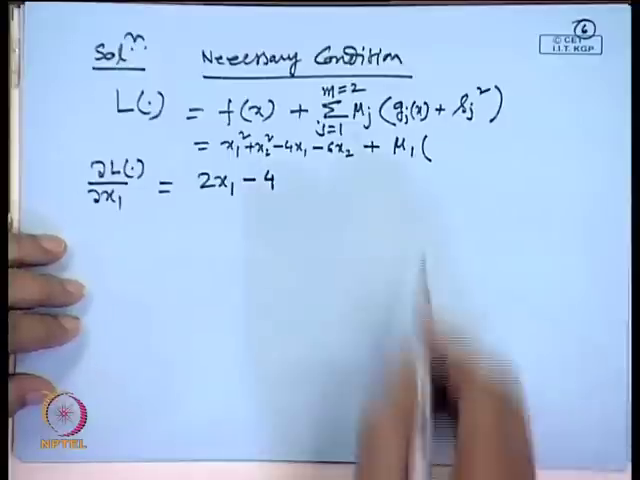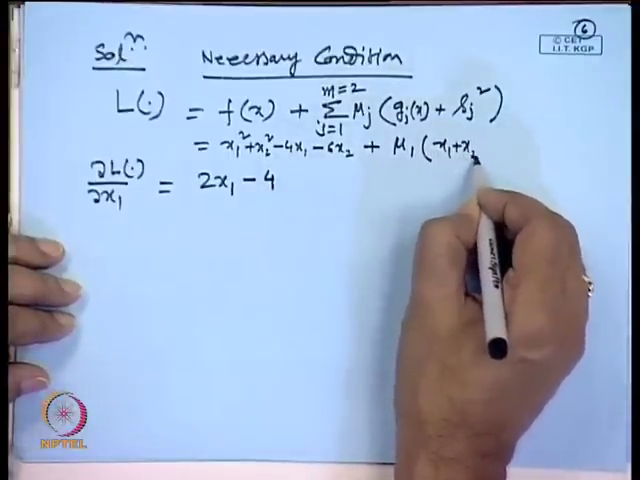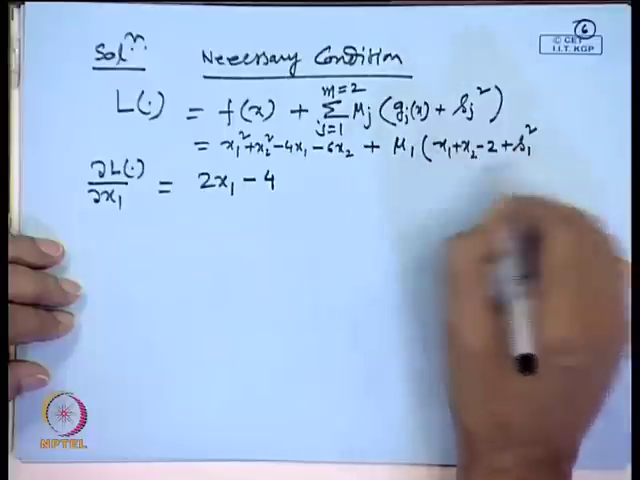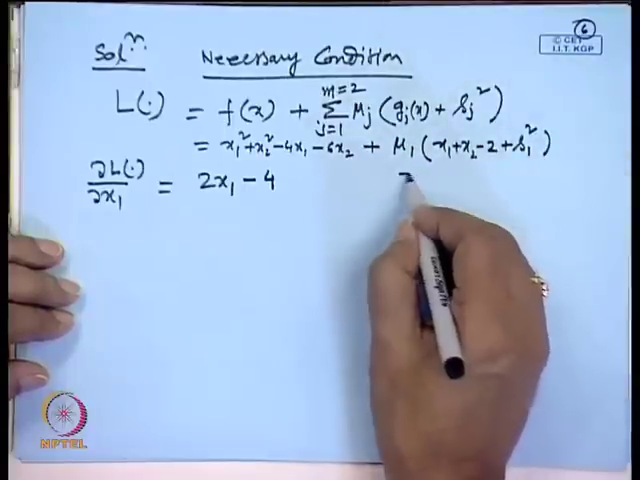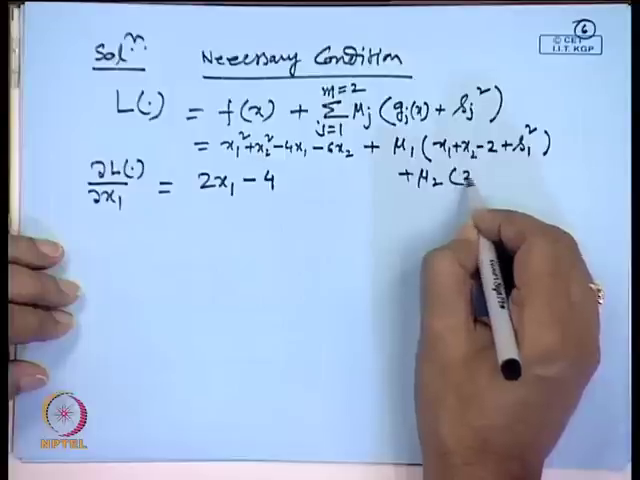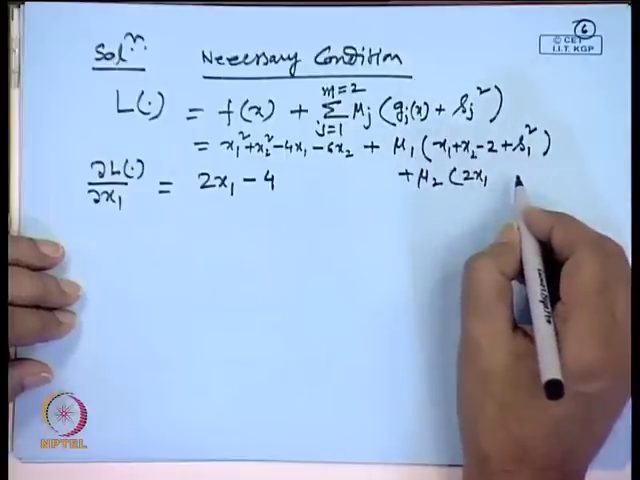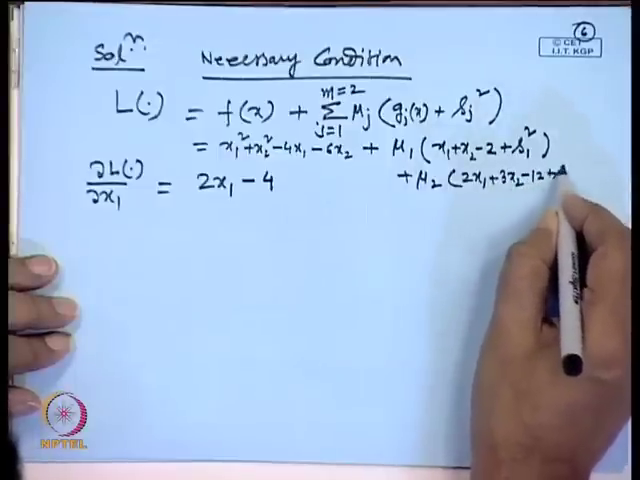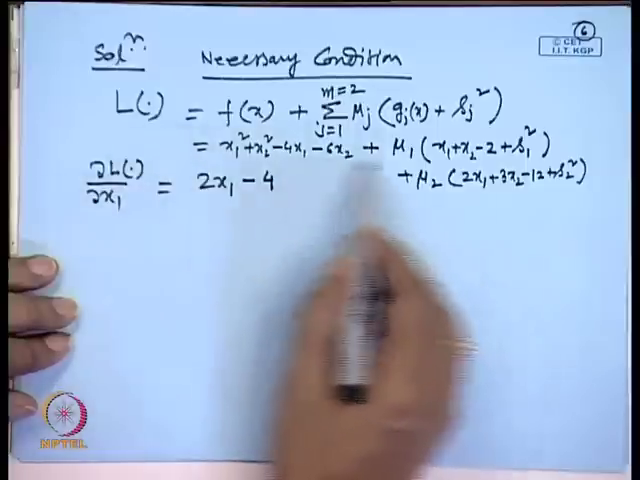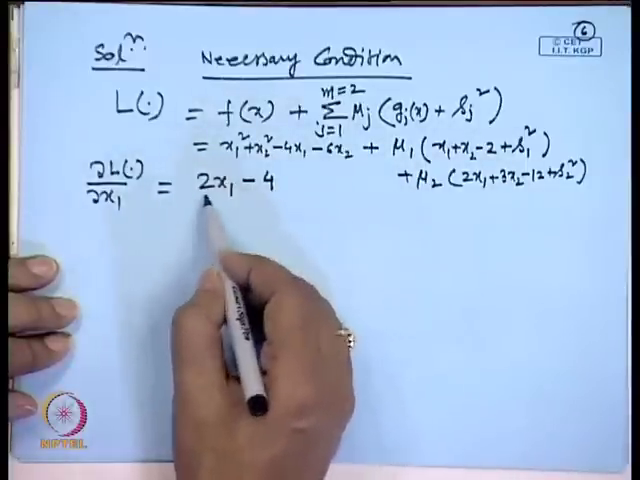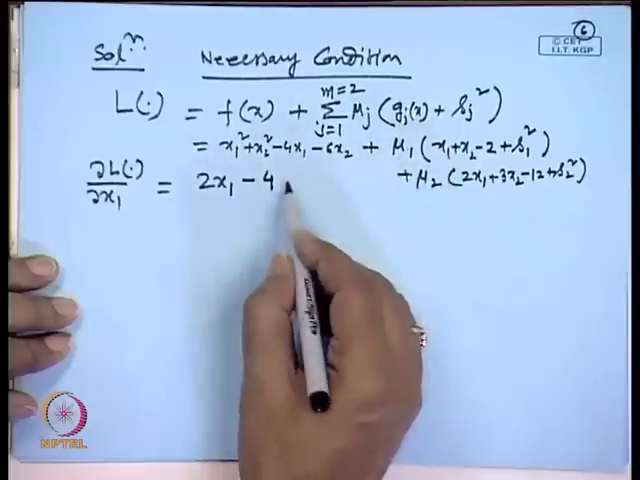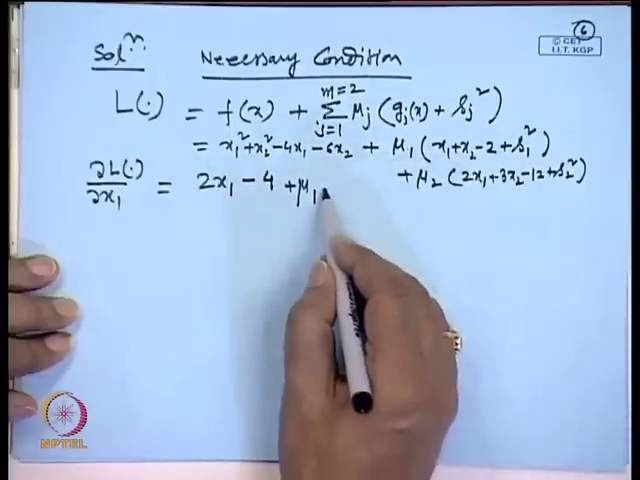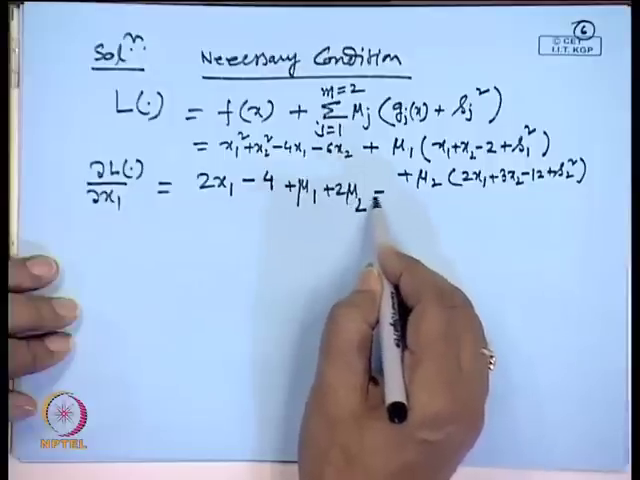So, our g 1 of x is x 1 plus x 2 minus 2, and we are adding some positive quantity so that it turns out to be an equality constraint, plus mu 2 times g 2, which is 2 x 1 plus 3 x 2 minus 12 plus s 2 square. Now I am differentiating this with respect to x 1. So, it will be 2 x 1 minus 4, then x 1 appears in mu 1, and there is 2 mu 2. So, this equals 0.